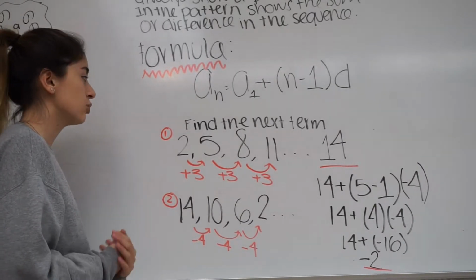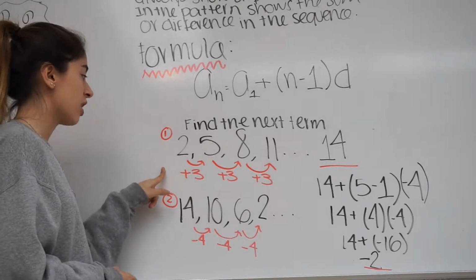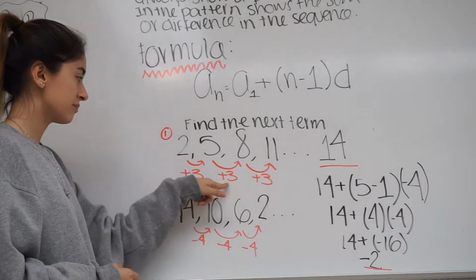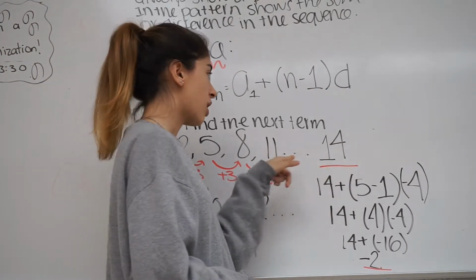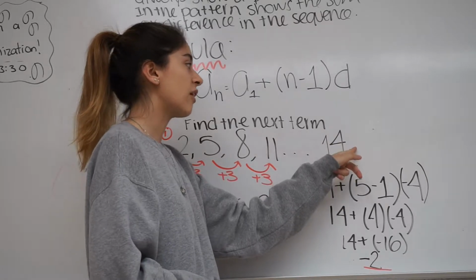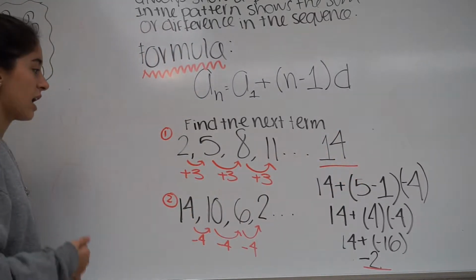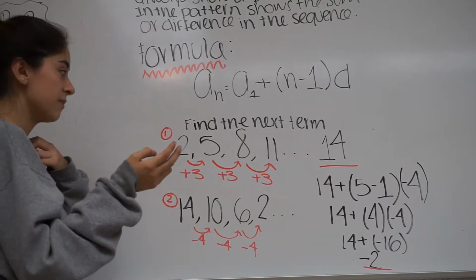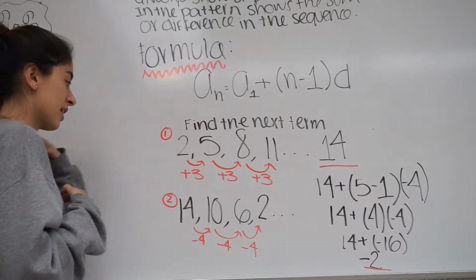The first one is 2, 5, 8, and 11, and it shows a pattern of addition of 3. And you can simply add the 3, and it will give 14 to find the next term. But if we need to find a longer term, like term 52, we can use the formula.